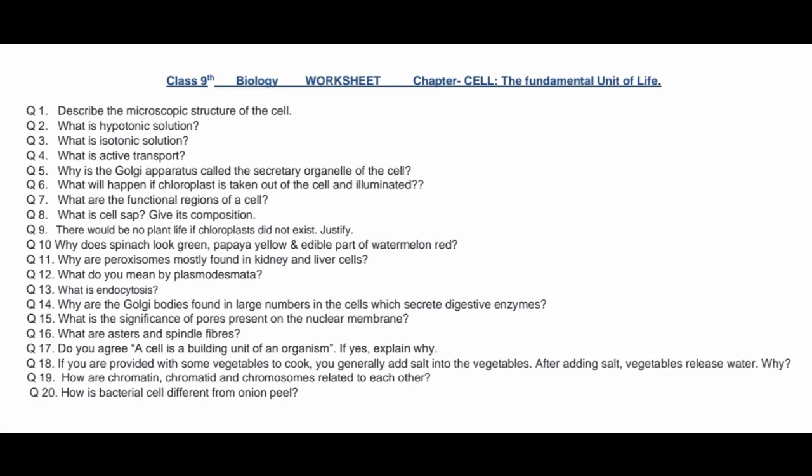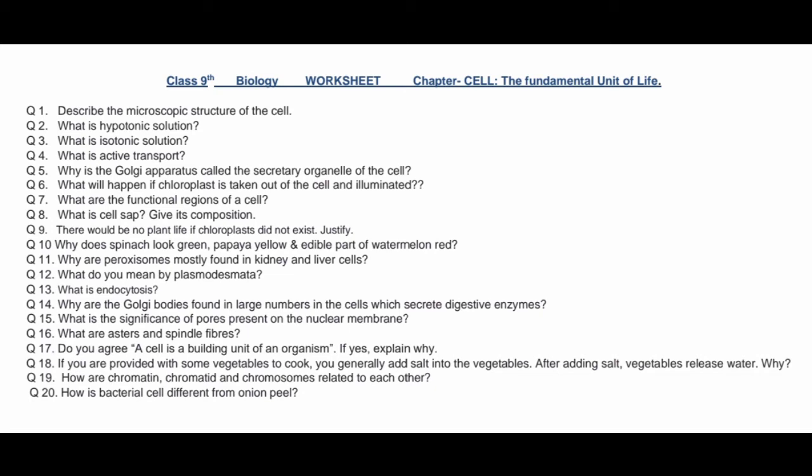Next is question number 12. What do you mean by plasmodesmata? Actually, plasmodesmata are present in the plant cell. And as we know, due to the presence of cell wall, the exchange of material between the plant cells is not possible. So, the protoplasts of the plant cells are connected by cytoplasmic channels through their walls, which are called plasmodesmata. And these channels are used for exchange of material between two cells.